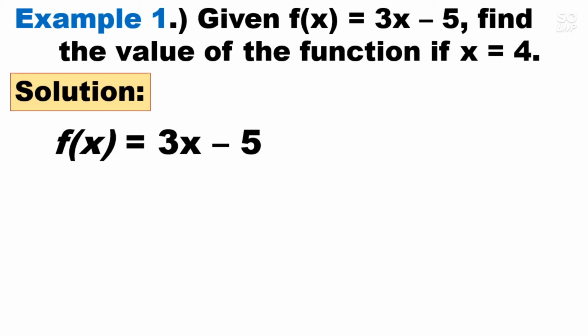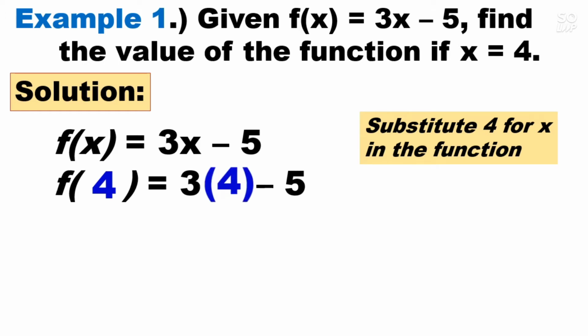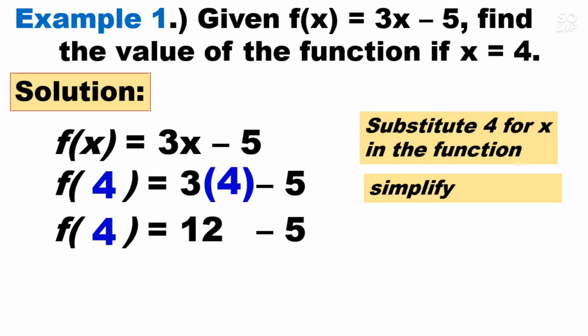We have f of x equals 3x minus 5, and then we substitute 4 for x in the function. Okay, so substitute 4, so we have now f of 4. And then 3, replace x by 4, so we have 3 times 4 minus 5. Then, we simplify. We have f of 4 equals 3 times 4 is 12 minus 5. Then, f of 4 equals 12 minus 5 equals 7. Therefore, f of x equals 3x minus 5. If x is equal to 4, the answer is 7. We have f of 4 equals 7.